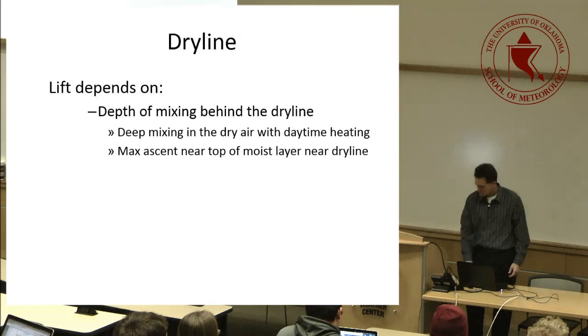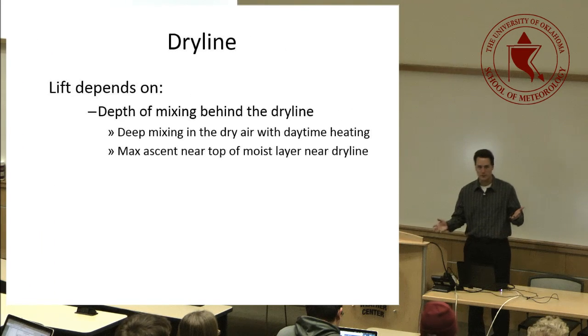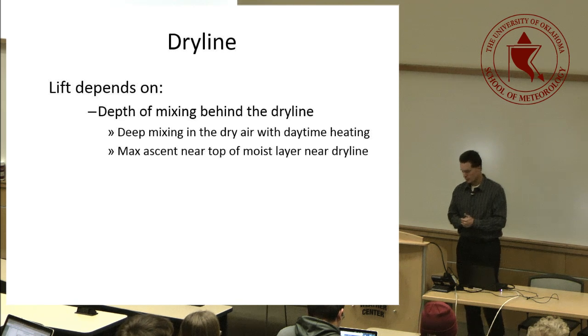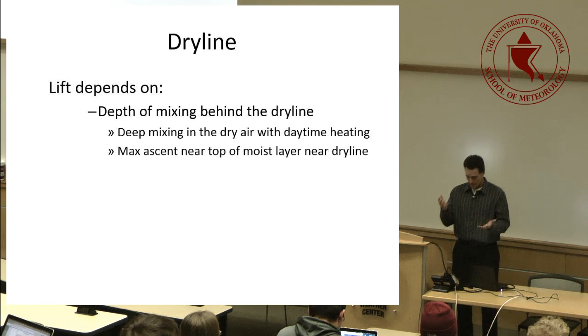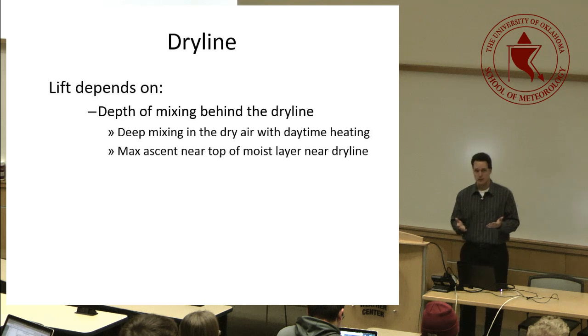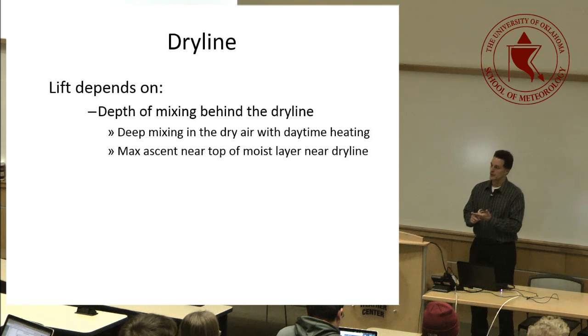All right, the dry line. Now this one behaves a little bit differently. The slope, and it's not really as much of a density discontinuity as you have with the front. And if you're going to get storms on the dry line, you have to look at the depth of the mixing in the dry air west of the dry line. Typically it's north-south. And then you have to look at the depth of the moist layer east of the dry line.